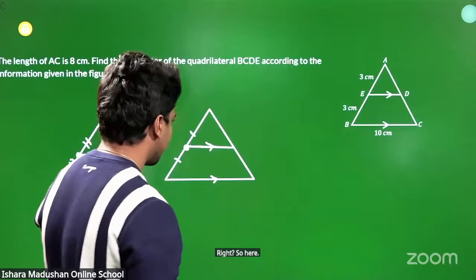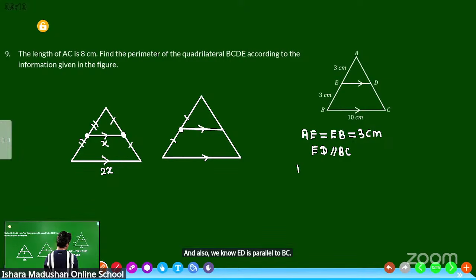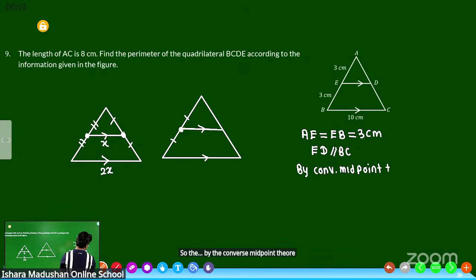So here we know AE is equal to EB. So both are 3 centimeters. So E is the midpoint. And also we know ED is parallel to BC. So by the converse of the midpoint theorem, what we can say is AD is equal to DC.